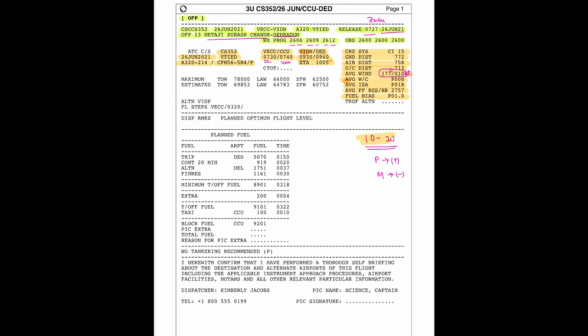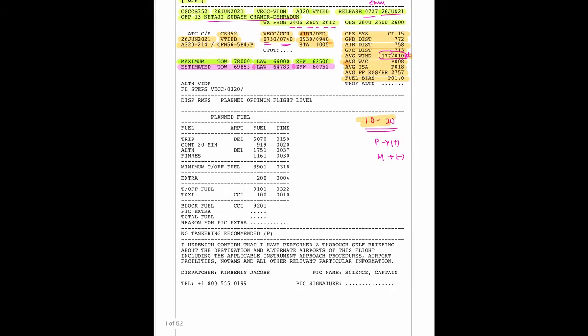Okay. Now the takeoff weight. So the maximum takeoff weight of the aircraft is 78 tons. Landing weight is 66 tons and zero fuel weight is 62.5 tons. Okay, these are all in kgs, but I just transformed this into tons actually. Estimated takeoff weight for today is 69 tons, which is quite a bit lower. Landing weight will be lesser, okay, and zero fuel weight is lesser. So these are the weights actually.